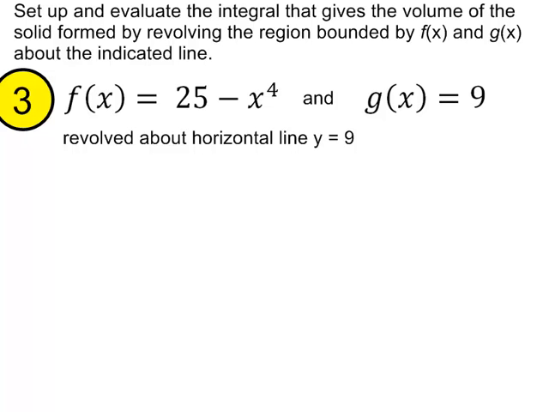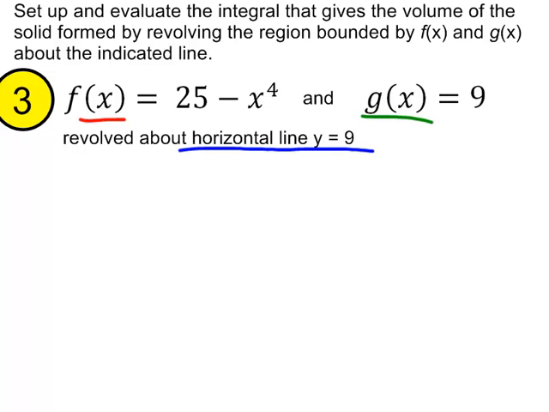One more time, similar premise. We're revolving a region between two curves around an axis. Still have our f of x, still have our g of x. But notice this time that our axis is not the x-axis anymore. It's a horizontal line parallel to the x-axis, but 9 units above it.